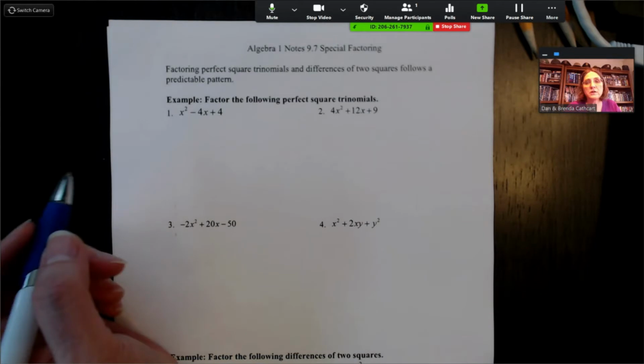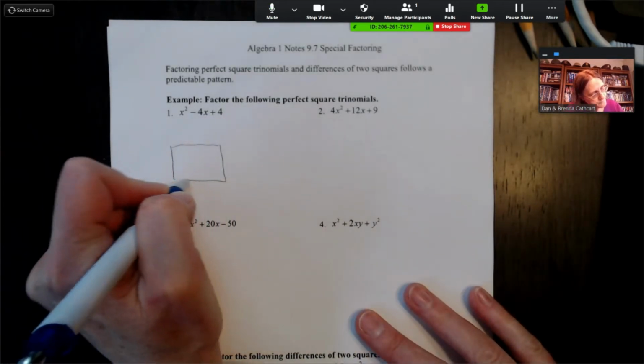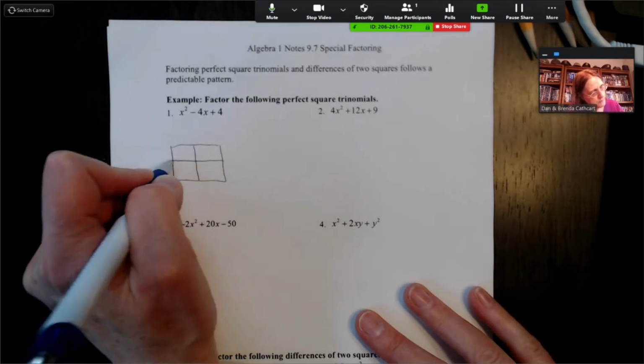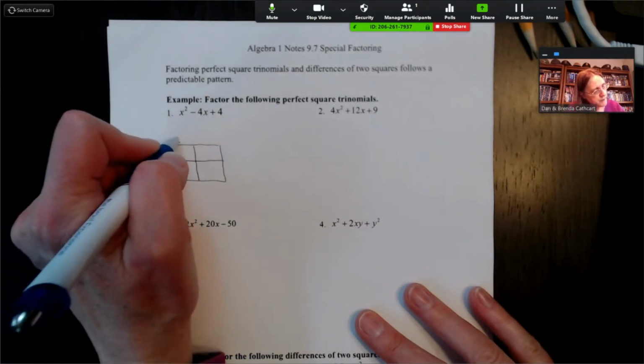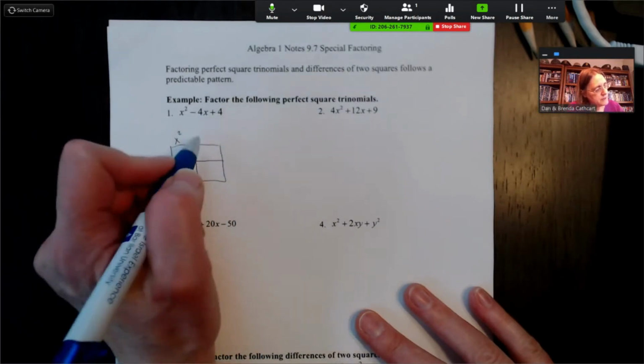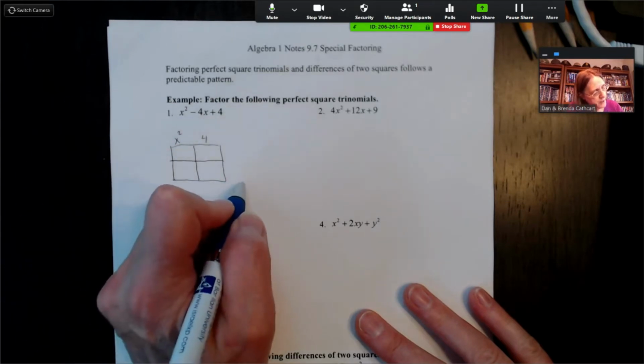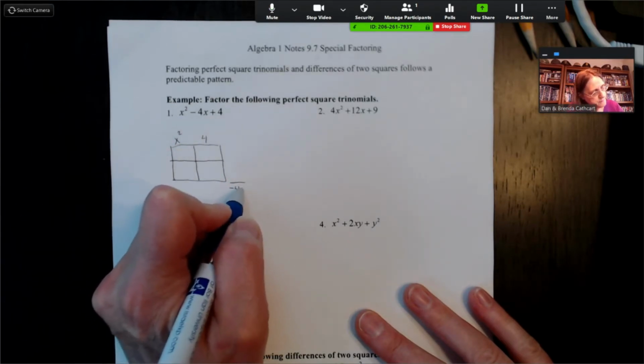First off, let's factor like we usually do. We set up a square. Above our first column is our first term of x squared. Above our second column is our last term of 4. And our goal in the middle is to get a negative 4x, so it goes over here.